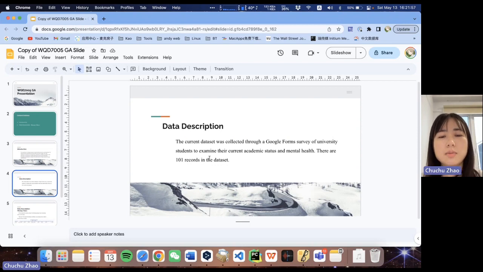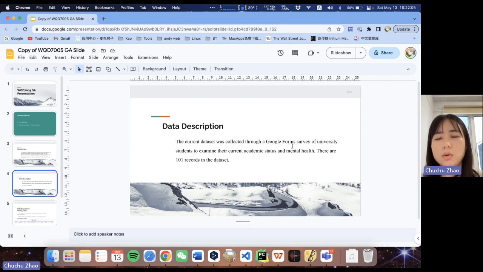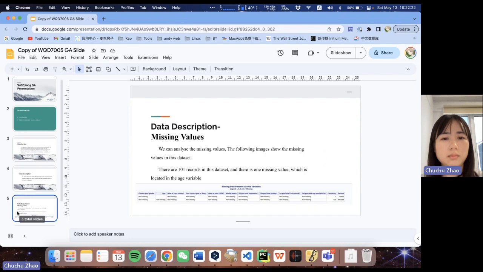Second, data description. The current dataset was collected through a Google Forms survey of university students to examine their current academic status and mental health. There are 101 records in the dataset.